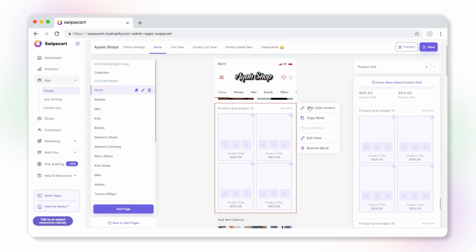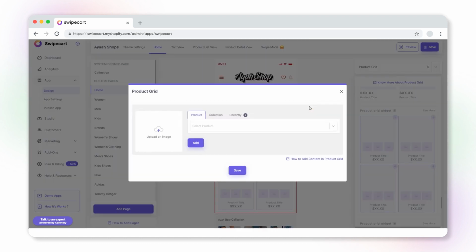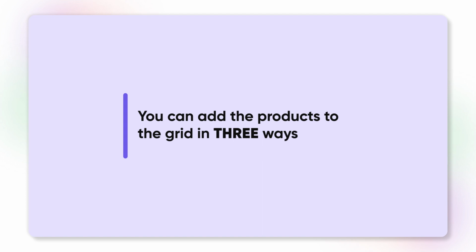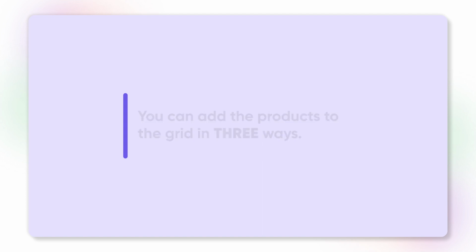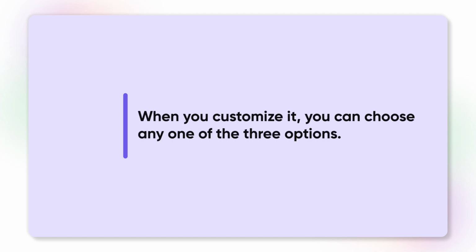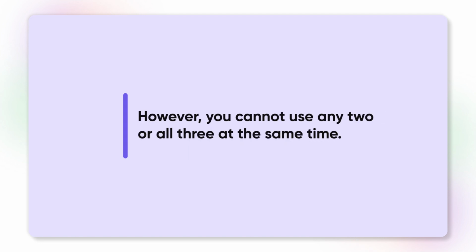First, let's add/edit content. You can add the products to the grid in 3 ways. When you customize it, you can choose any one of the 3 options. However, you cannot use any 2 or all 3 at the same time.